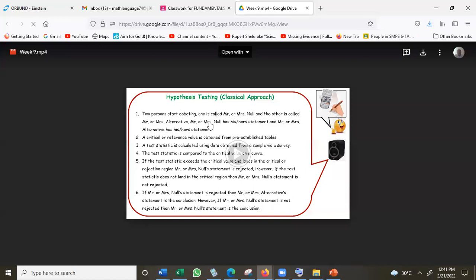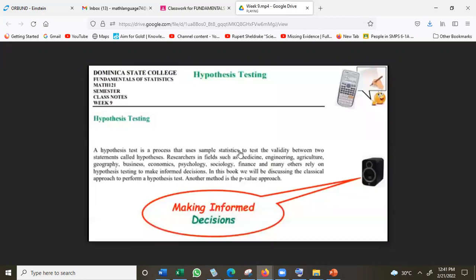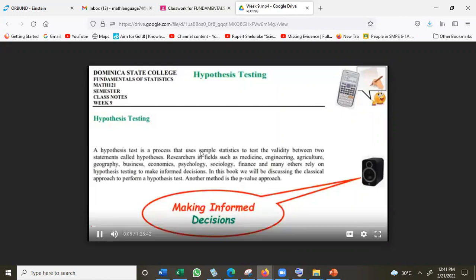And hypothesis testing, the classical approach. This topic is named hypothesis testing. In statistics, a hypothesis test is a process that uses sample statistics to test the validity between 2 statements called hypotheses. So you must have a pair. You must have a pair.